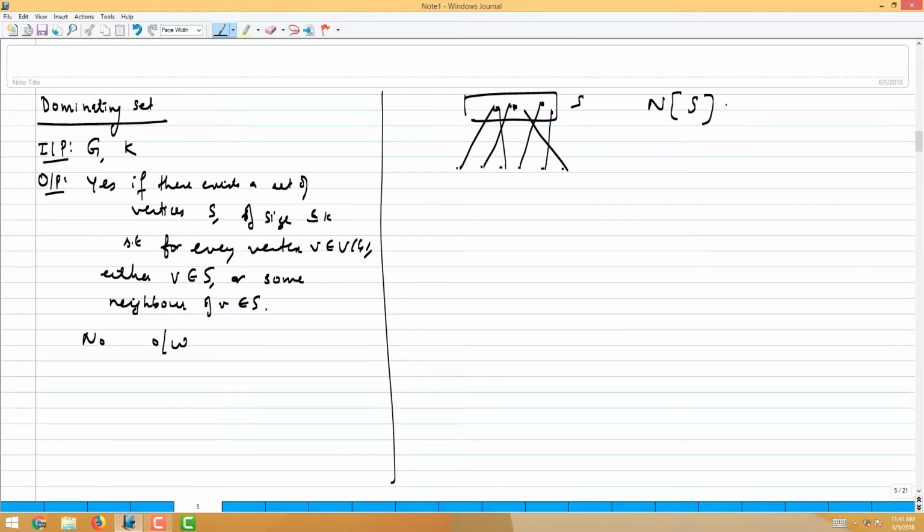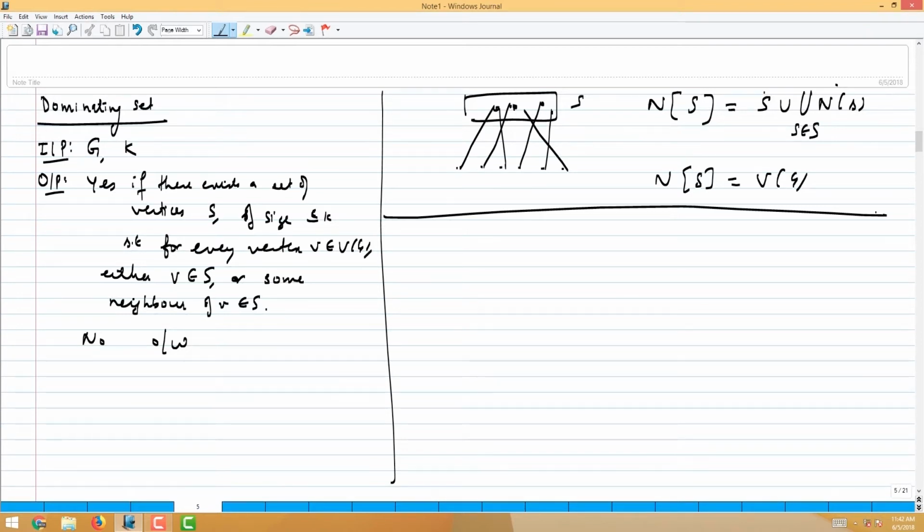N of S is equal to S union the neighborhood of all vertices in S. This is N of S. So N of S has S in itself. Now can you tell me, if S is a dominating set, then what will be this N of S? All the vertices. Because any vertex is either here in S or in some set here, right? Fine.